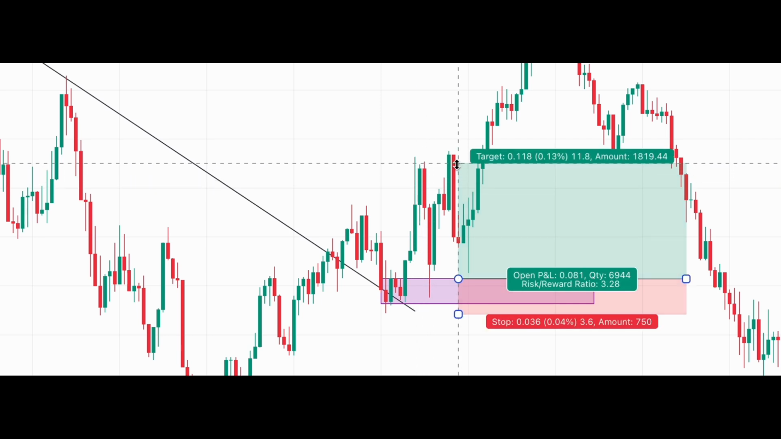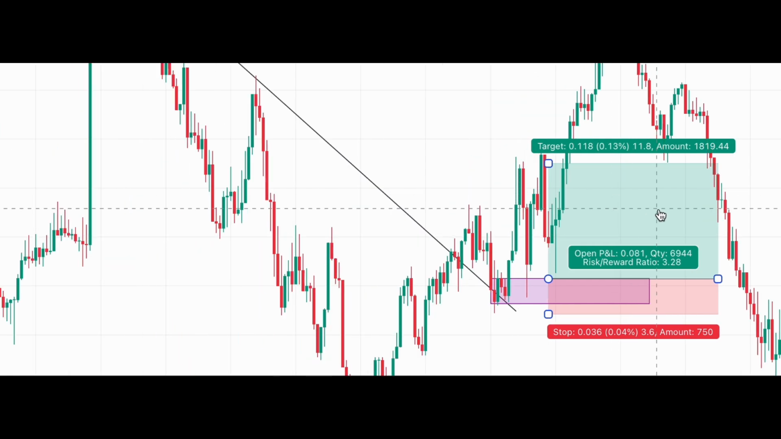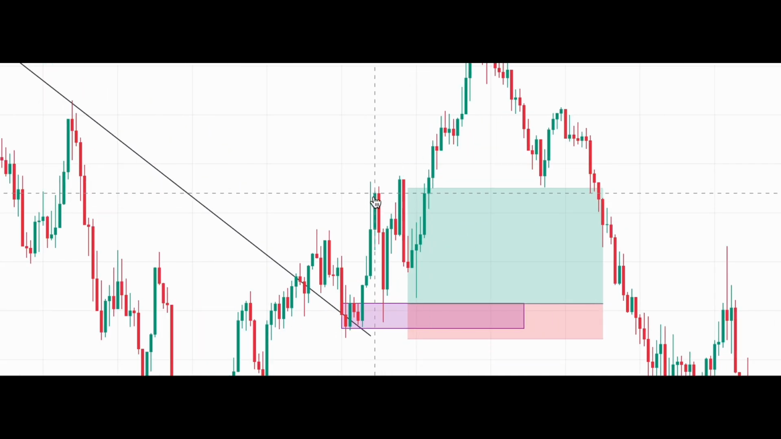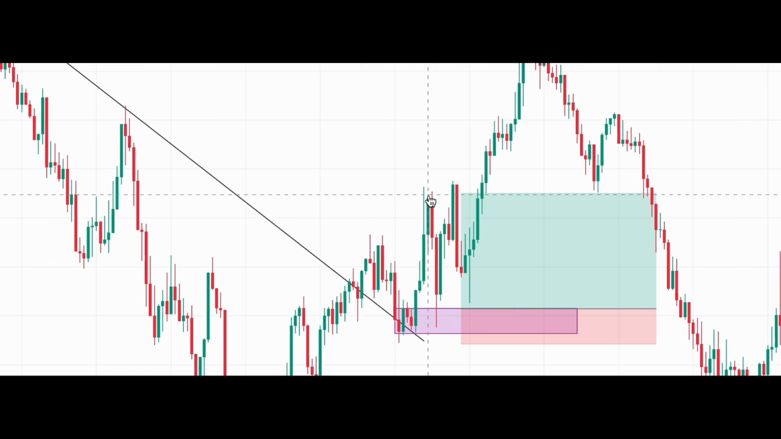All right, the previous high. So this will be the one. This is our first target. So for the first target we have a 3.28 risk reward ratio. So it's good enough, right? Since this is the nearest previous high.